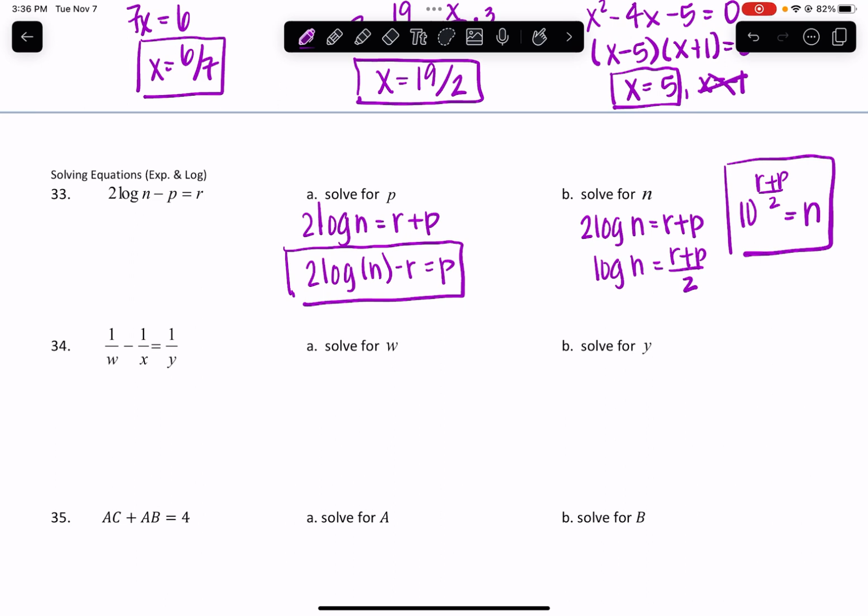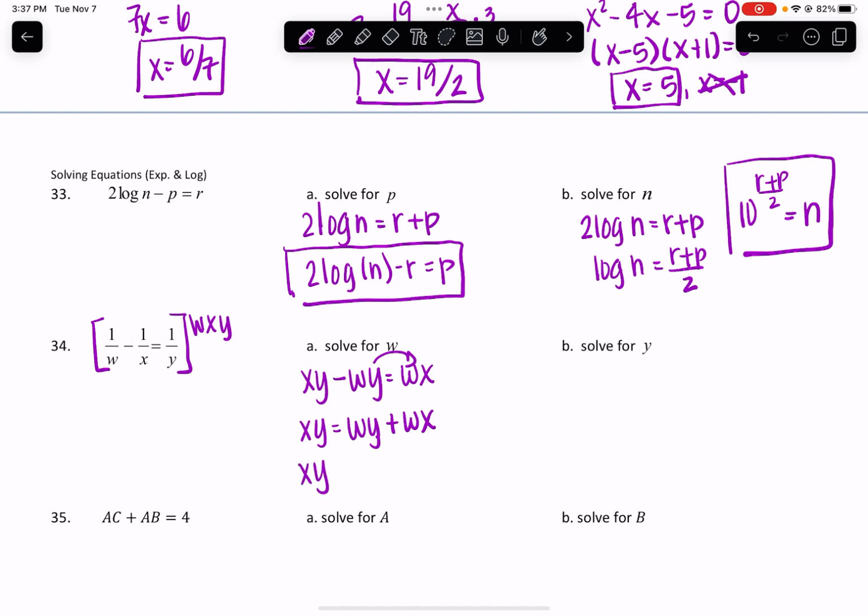Okay, solve for W. So my common denominator in this one is W, X, and Y. So I have XY minus WY is equal to WX, and I want to solve for W. So I need to move this WY to the right. So I have XY is equal to WY plus WX. Factor out a W, Y plus X. So W is equal to XY divided by Y plus X.